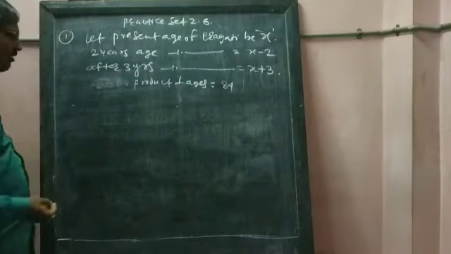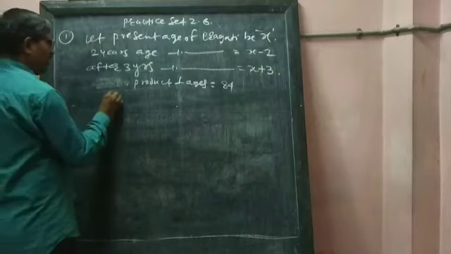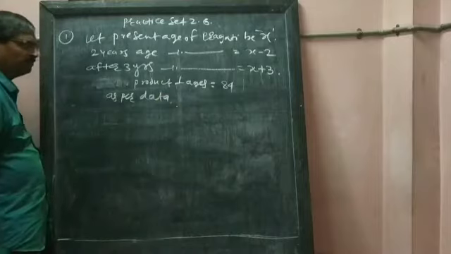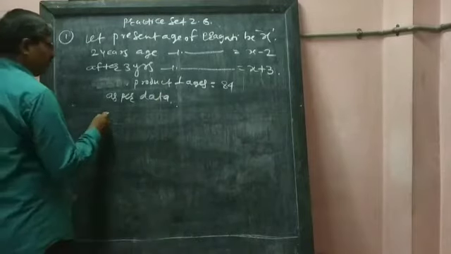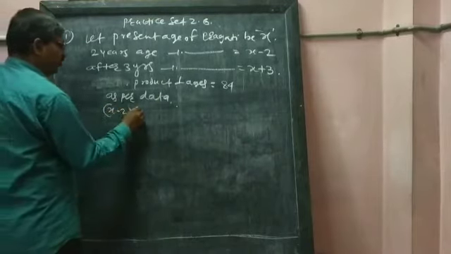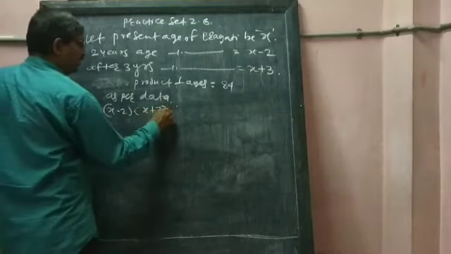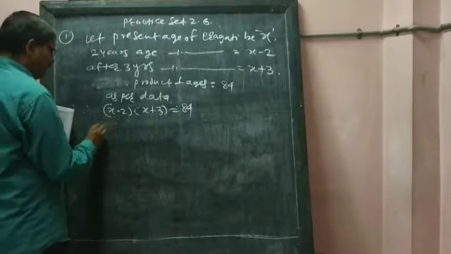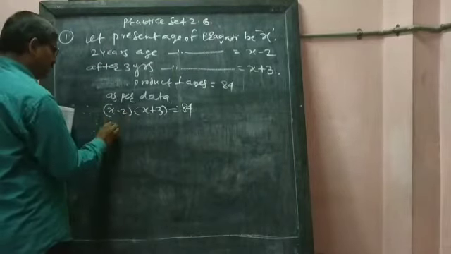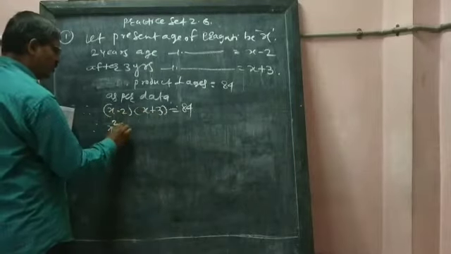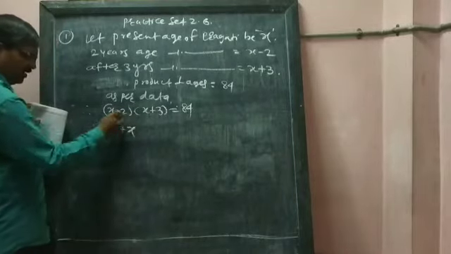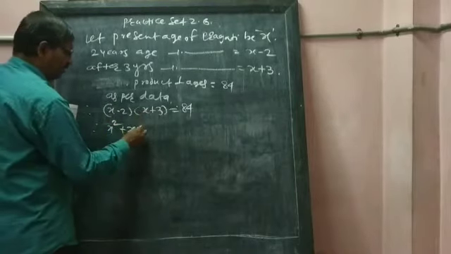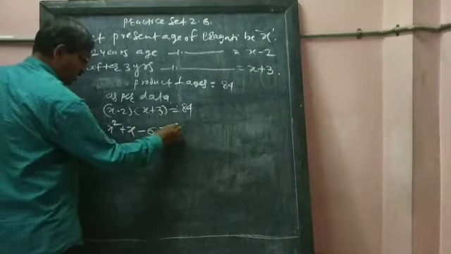Then according to this, we can prepare the equation as per the data. Product means (x minus 2) and (x plus 3) is equal to 84. Now do the multiplication. x into x is x square. 3 minus 2 is positive x, meaning 1 will remain, and the greater number's sign is positive, so here a plus sign is given. 3 twos are minus 6, is equal to 84.